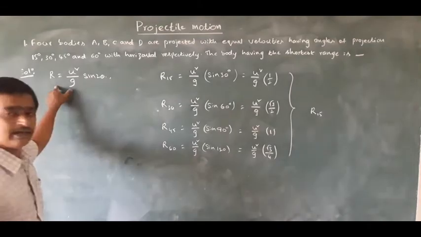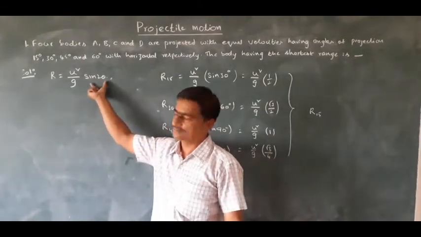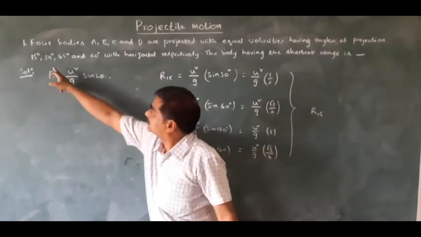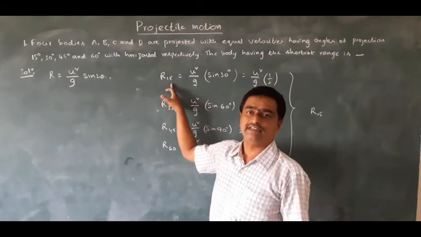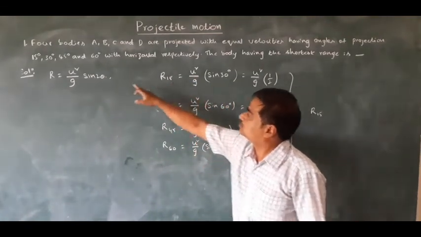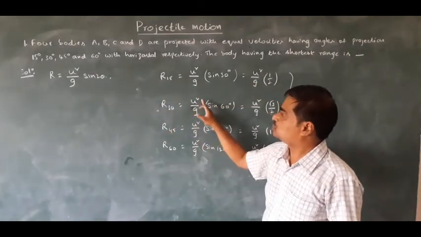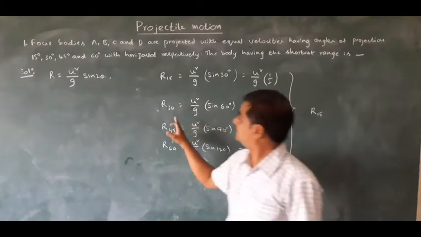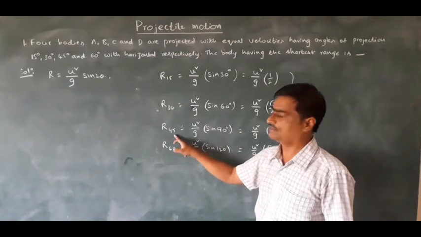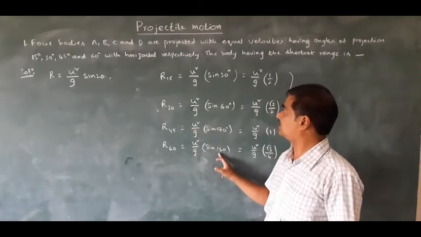Okay. Depending on theta we have to calculate. The formula for horizontal range is u square by g sin 2 theta. Then if we directly substitute, the range for a projectile with 15 degrees angle is u square by g sin 15 times 2, which becomes 30. For 30, u square by g sin, for 30 it becomes 60. U square by g sin 60. For 45 it becomes 90. For 60 it becomes sin 120.